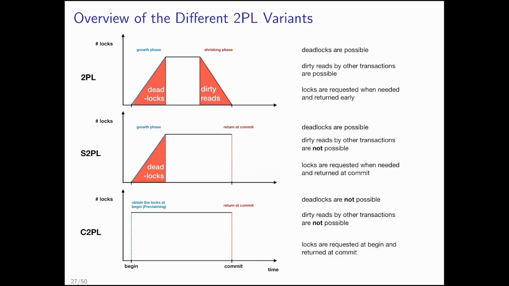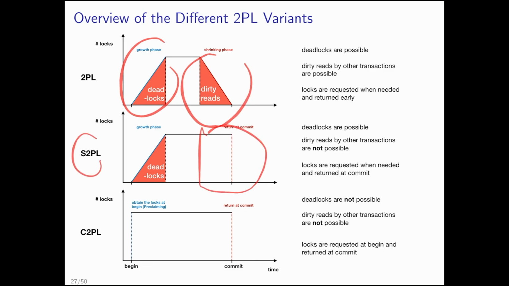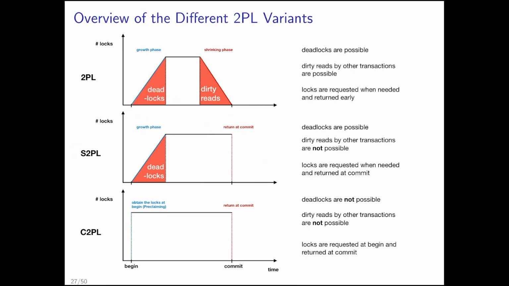So here's an overview again of the different 2PL variants. This is textbook stuff that creates conflict serializable schedules but has problems with dirty reads and deadlocks. Then we extended it to strict 2PL, where we get rid of the dirty reads because we only return the locks at commit time or abort time, of course, if you abort. And then there's this conservative pre-claiming approach where you basically have to know from the get-go what locks you acquire, which is basically not feasible.